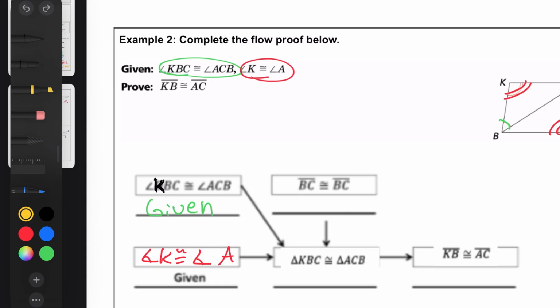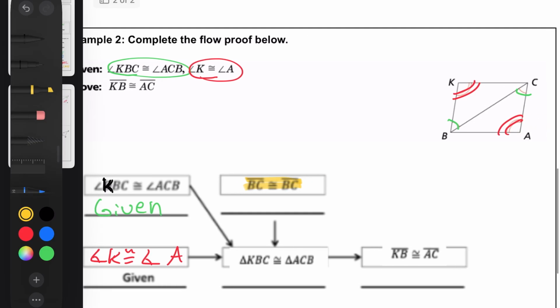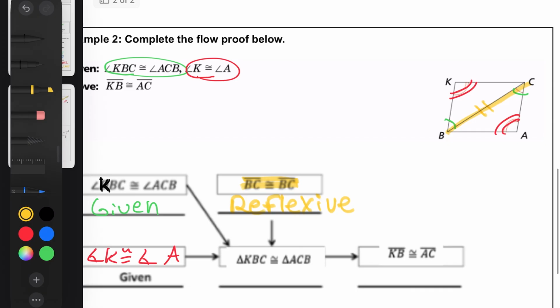So we have to look at this. Segment BC is congruent to segment BC. That is not a given statement, but clearly we can see here in our diagram that because of the reflexive property, remember, reflexive property means something is the same as itself, because of the reflexive property, we're able to mark those two segments congruent to each other, okay?